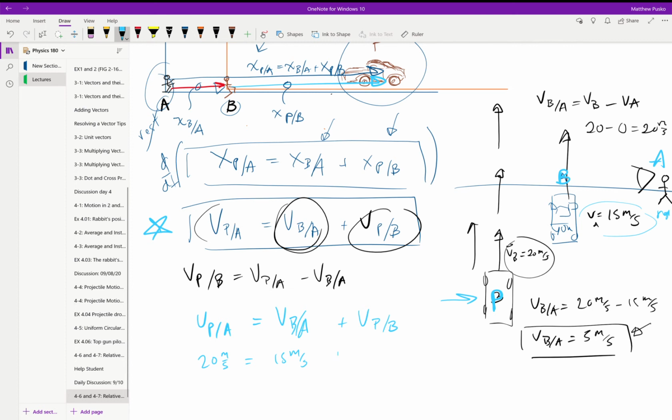So we can figure out what the velocity of P with respect to B is now. Or if we had this, we could find this, vice versa. If you know two, you can find the third. So the velocity of P with respect to B in this case would be what we found earlier, 20 meters per second minus 15 meters per second. Gives us 5 meters per second. It feels like they're passing us at 5 meters per second faster.